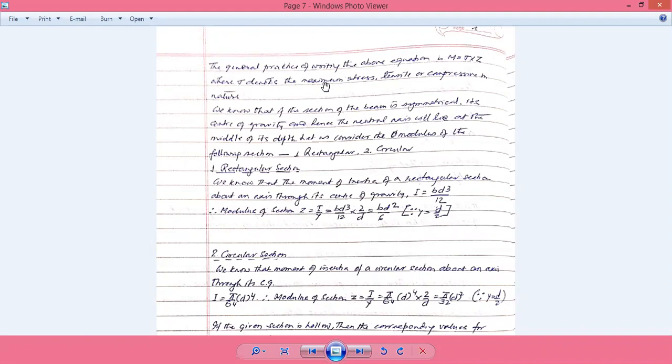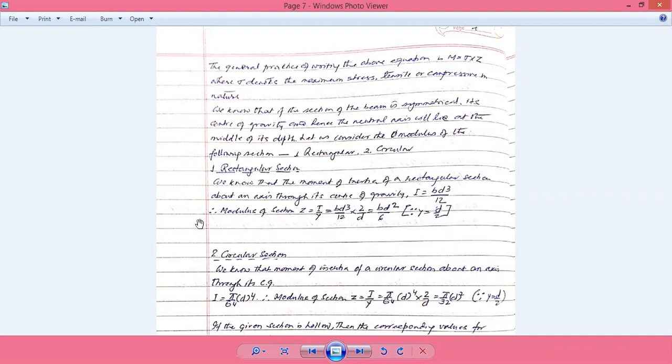Now, the section of the beam is often symmetrical. If it is symmetrical, the CG, and hence the neutral axis, will lie at the middle of the depth. Let us consider the section modulus first for a rectangular section, and next for a circular one. What is the modulus of a rectangular section? The moment of inertia of the rectangular section about its central axis is given by B into D to the power of 3 divided by 12, where B is the width and D is the depth of the section concerned.